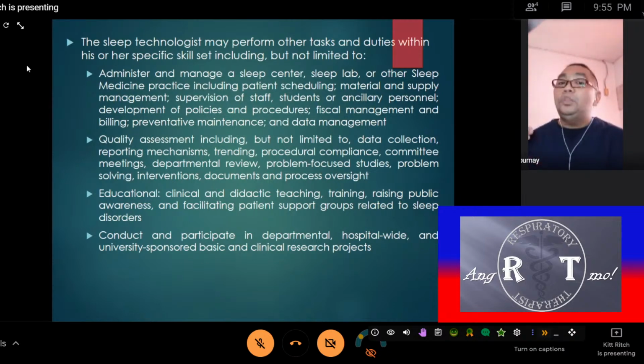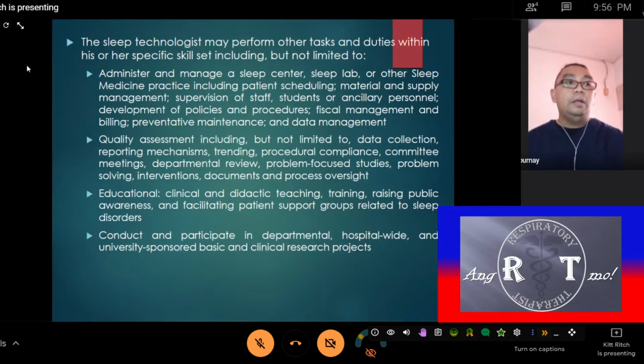You also need to educate them, clinical and didactic teaching to your students and all the trainees, perform training, and also raise public awareness and facilitate patient support groups related to sleep disorders. Because sometimes it is important not only to educate our trainees and students, but also to educate your patients in terms of sleep disorders and how they affect their health and wellness.